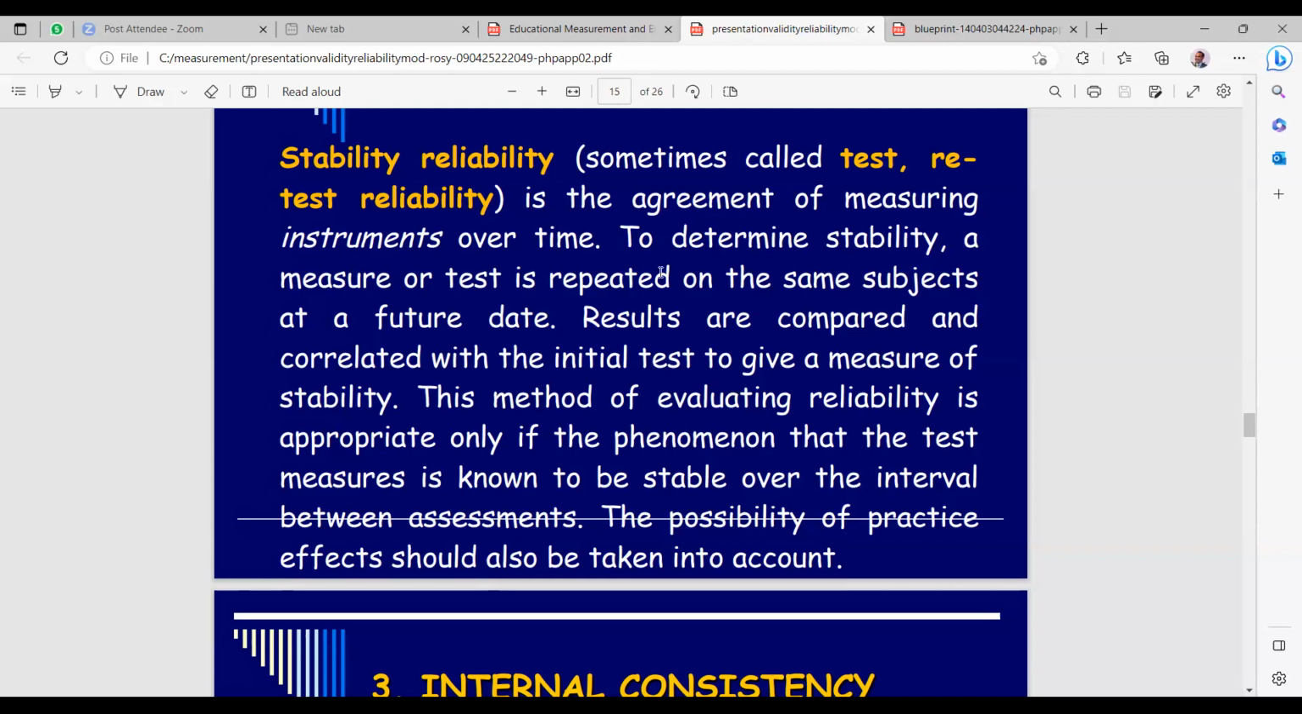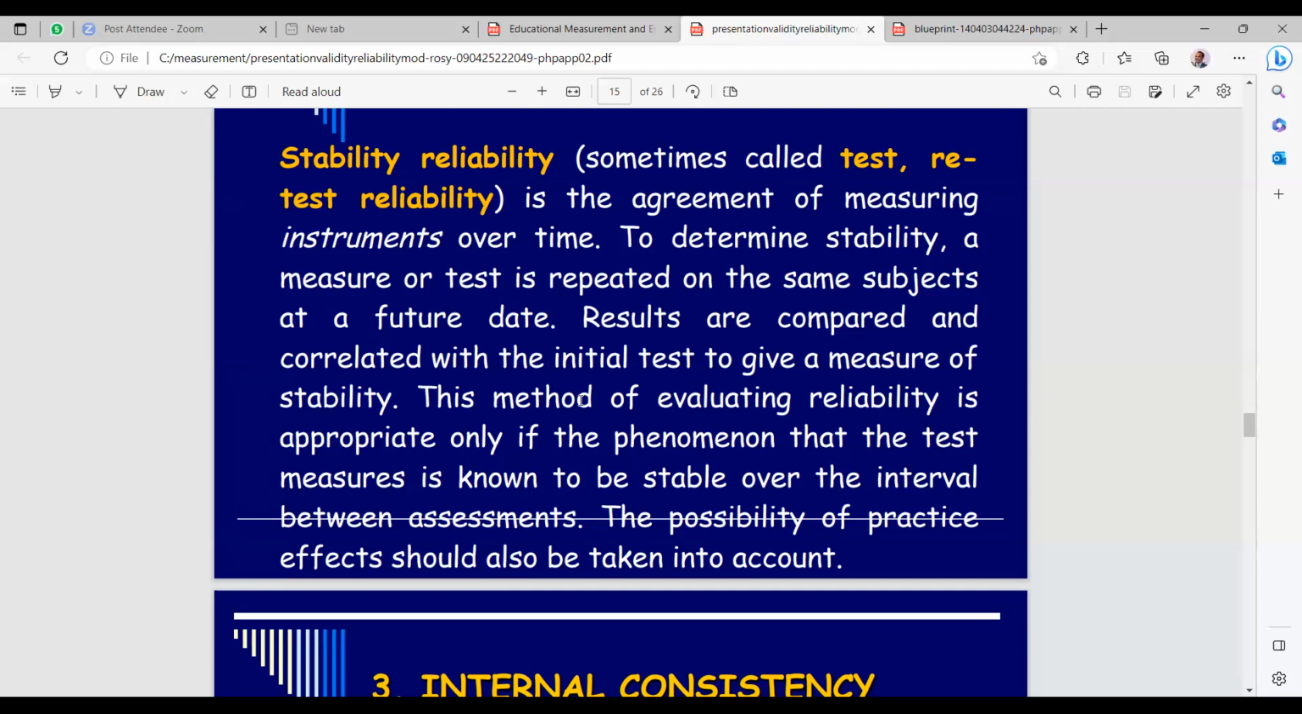Let's say stability reliability is the agreement of measuring instruments over time. To determine stability, a measure or test is repeated on the same subjects at a future date. Results are compared and correlated with the initial test to give a measure of stability. This method of evaluating reliability is appropriate only if the phenomenon that the test measures is known to be stable over the interval between assessments. The possibility of practice effects should also be taken into account, right?